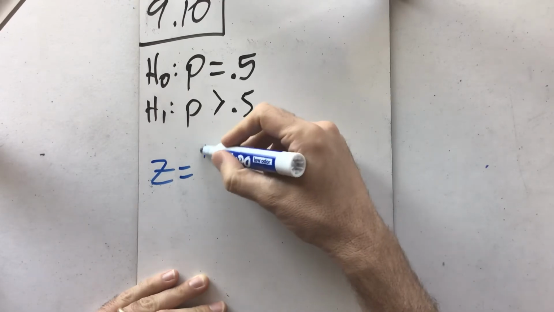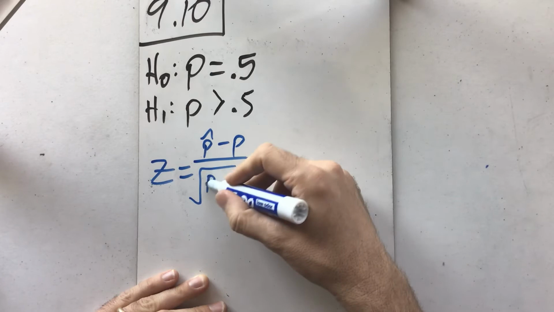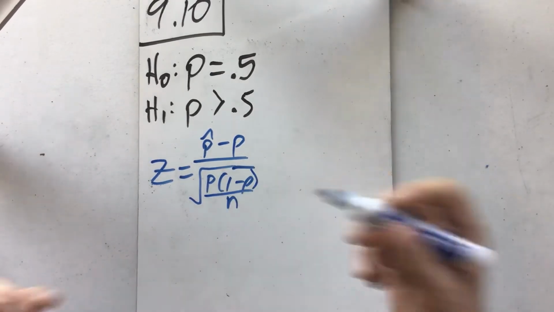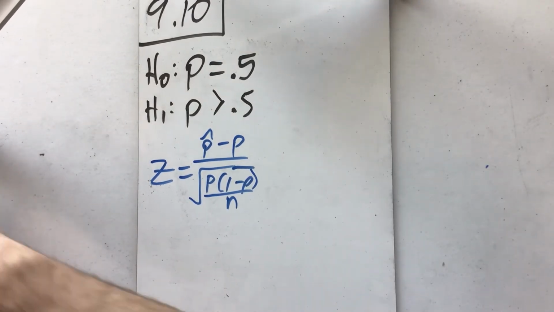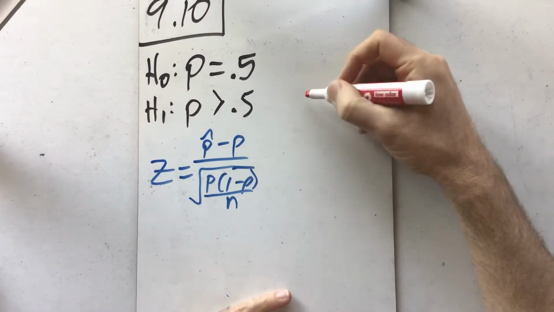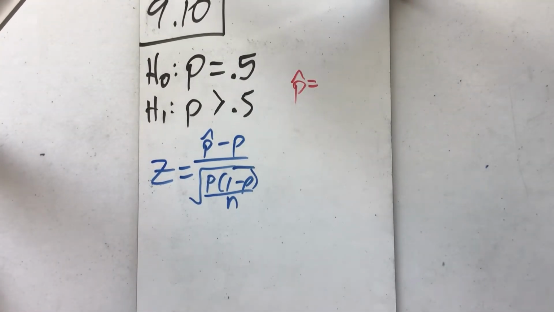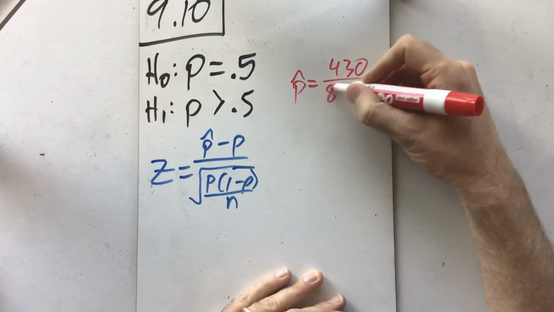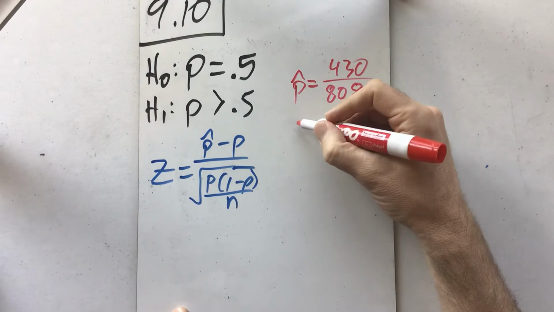Now we need to go get that test statistic, which we wrote earlier: p hat minus p divided by the square root of p times 1 minus p over n. Again, the book likes to use q for that. And then I need to figure out what the p hat is for this problem. p hat is the number of successes divided by the total number. This problem had 430 successes and 808 total spins. So that's our p hat.